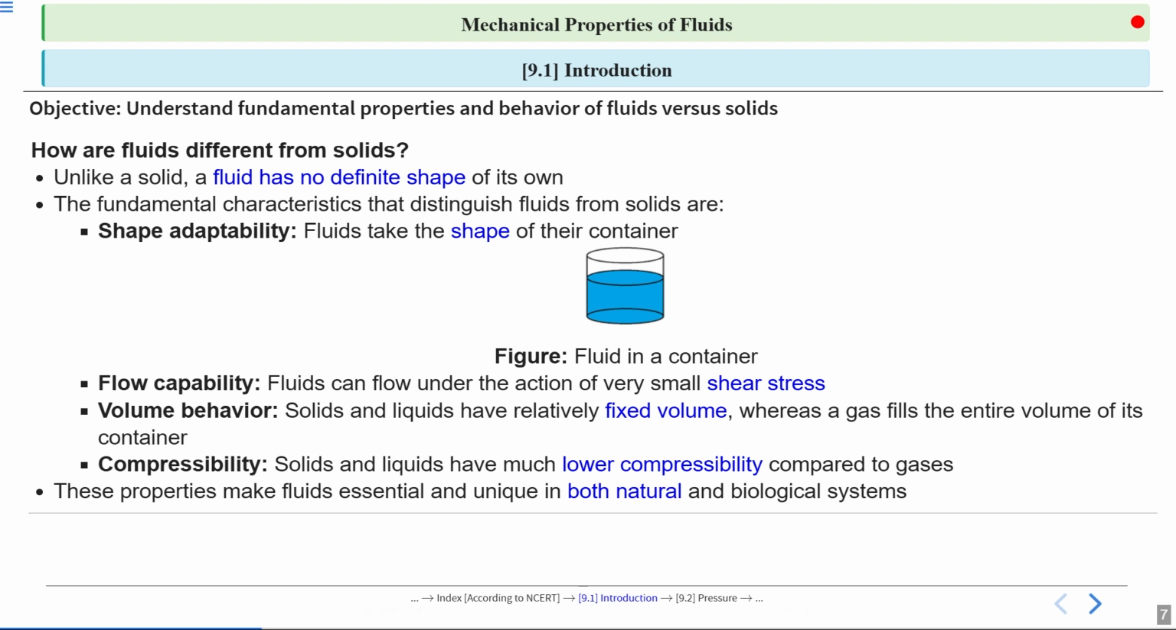These properties make fluids essential and unique in both natural and biological systems. Understanding these differences helps us appreciate the role fluids play in our world. So, the fundamental characteristics are shape adaptability, flow capability, volume behavior, and last, compressibility.